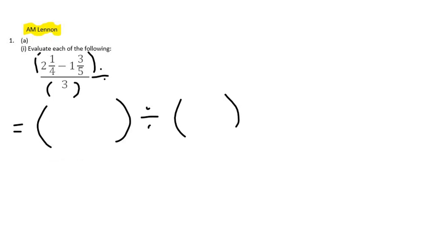So what goes inside the first bracket will be what's here. I want to convert this to an improper fraction, and the next one to an improper fraction as well. And then I put the fractions below. In this case, I only have one, so I'm going to put it down below as three over one.